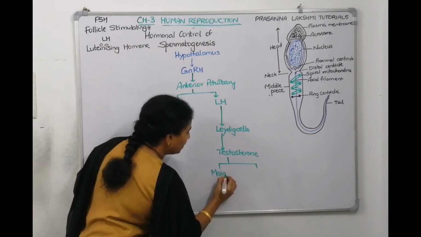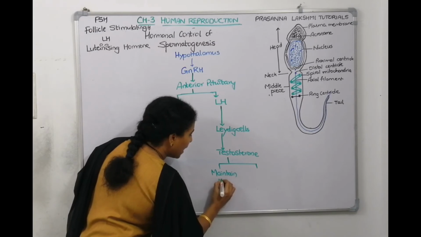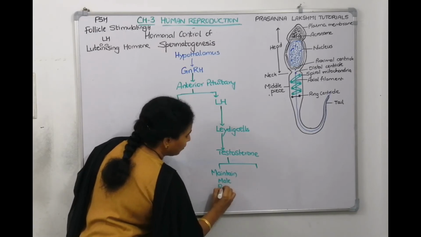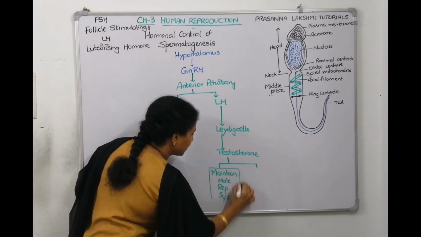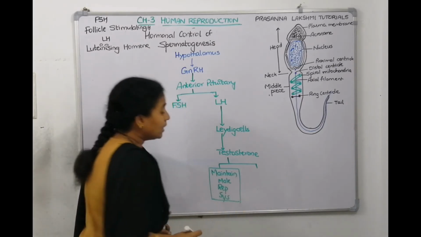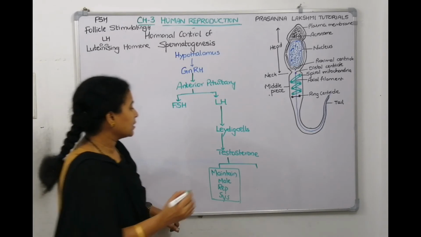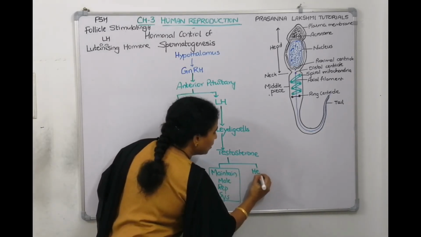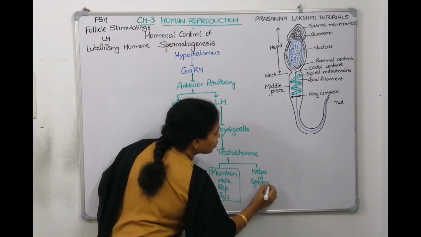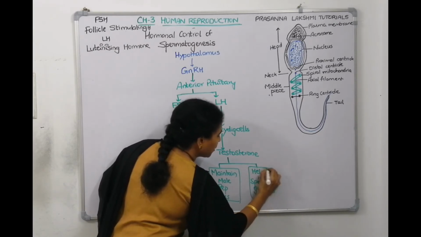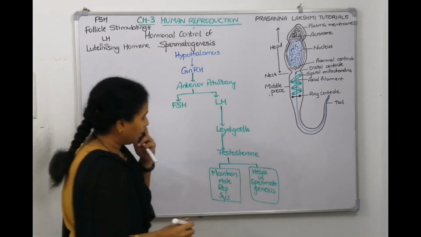What are the two functions? To maintain the male reproductive system, that is one function. It helps in spermatogenesis, that's the second function. What's the second function? It helps in sperm production, spermatogenesis. So, the testosterone helps in spermatogenesis. This is the second function.